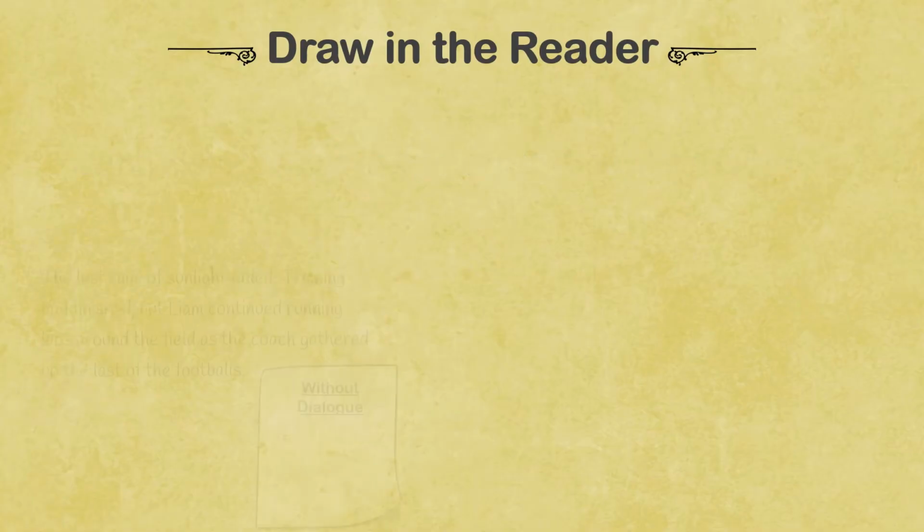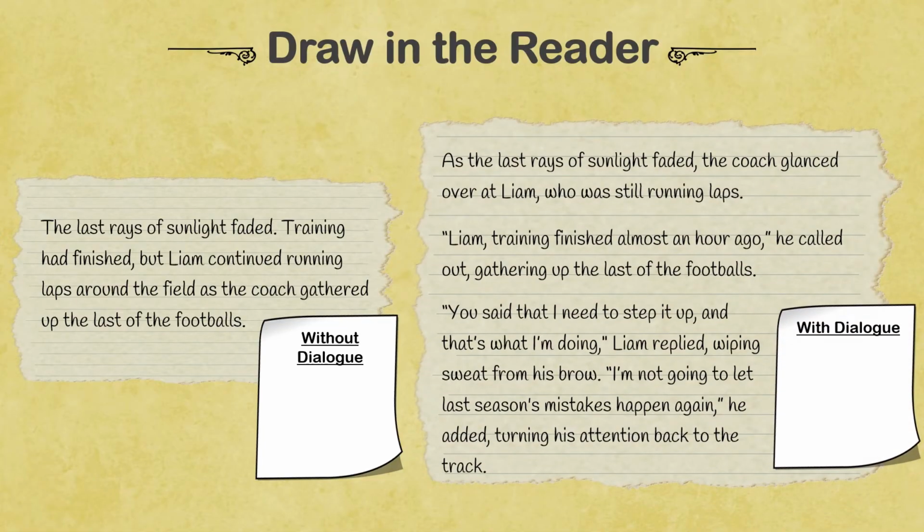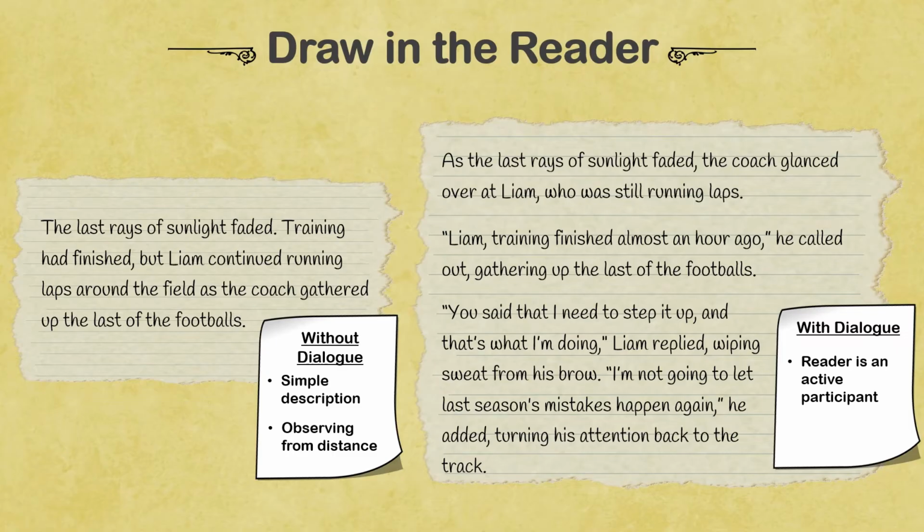Compare our passage without dialogue to our passage with dialogue. The passage without provides a simple description of the scene for the reader. It makes the reader feel as though they're observing from a distance. The second paragraph makes the reader feel like an active participant in the story, as if they are right there on the field with Liam and his coach.